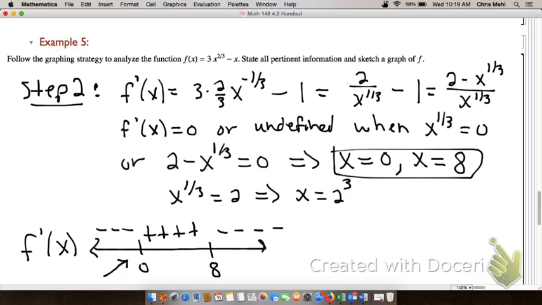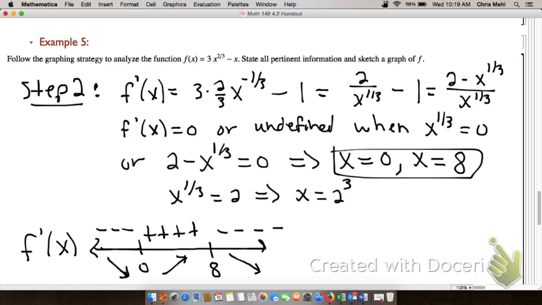Oh, I actually made a mistake here. If the derivative is negative, that actually means the function was decreasing. It's increasing on this interval, and then it's decreasing for values of x larger than 8. Okay.